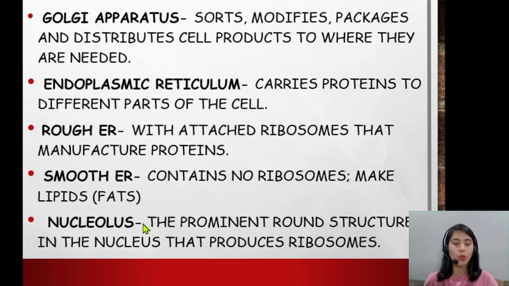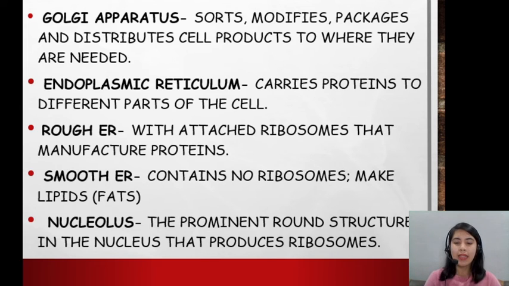Next is nucleolus. Okay, if we have nucleus which controls all the cell activities, okay, si nucleolus yung nasa gitna ng nucleus is the prominent round structure inside the nucleus that produce ribosomes. So these are all the different functions of parts of plant cell and animal cell.